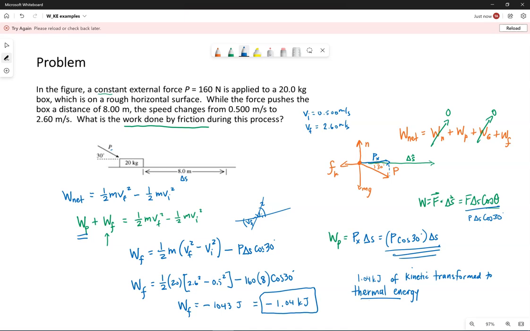Thermal energy is always the energy related to the temperature. As two surfaces slide together, they become warmer. The temperature increases, and that's why this is considered thermal energy, which we will refer to more as we continue on, especially into the next chapter.